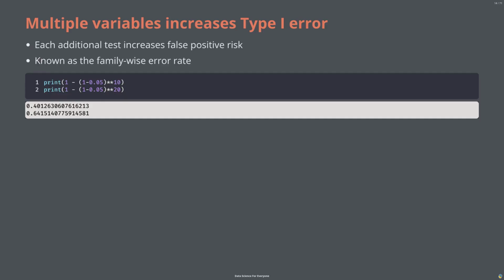This is known as family-wise error rate. If you want to learn more about error rates, I have a couple of previous videos that explain them in detail. I have the video links in the description.